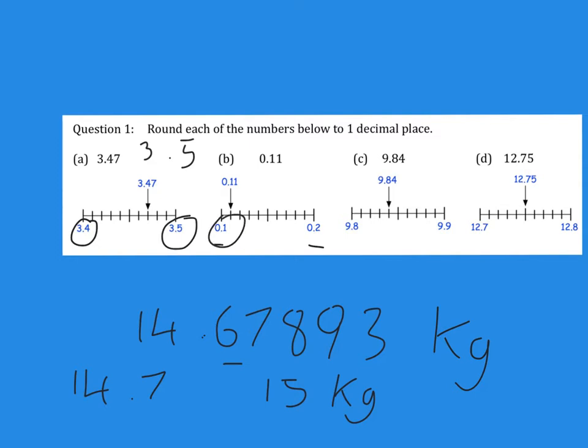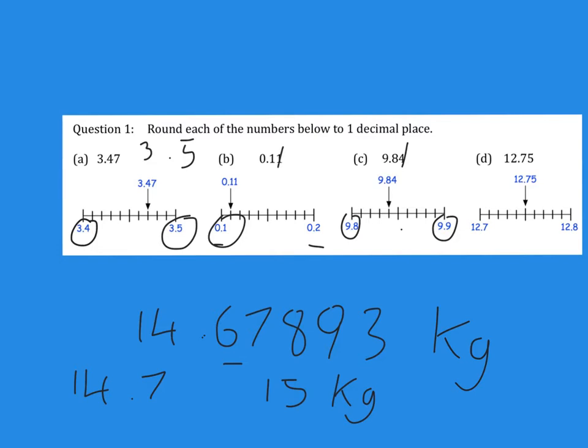Okay, then we've 9.84. Is it closer to 9.8 or is it closer to 9.9? Okay, so these little intervals are going up by 1/100th each time, so it would be 9.81, 9.82, 9.83, 9.84, 9.85. And remember that process, if it's 4 or less, you go down. So we're going down here and it's 9.8, okay? So we don't need that 4 at the end. Same with here, we don't need the 1, so we're going to one decimal place.